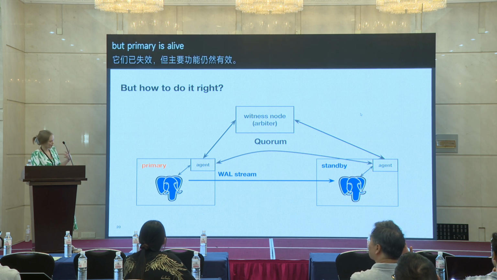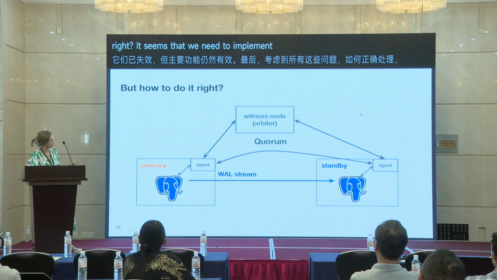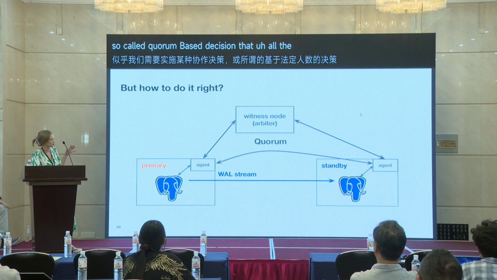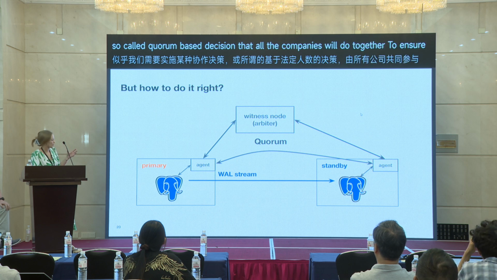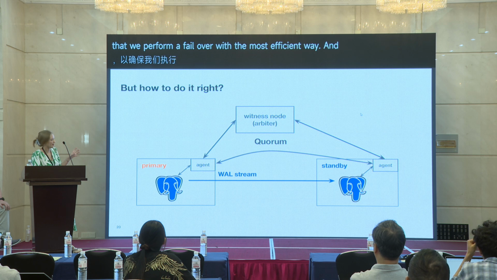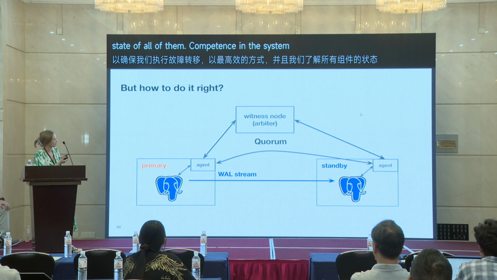Finally, thinking of all those problems, how to do it right? It seems that we need to implement some kind of collaborative decision, or so-called quorum-based decision, that all the components will make together to ensure that we perform a failover in the most efficient way, and we are aware of the state of all the components in the system. And this is now starting to remind you of something if you have already worked with Patroni.